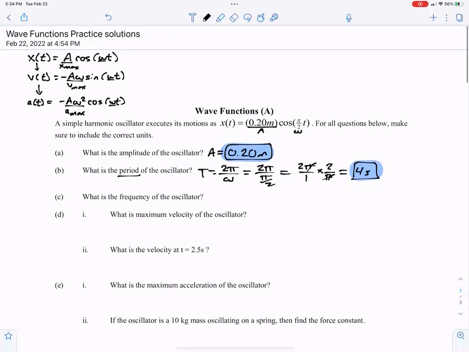Part C, the frequency of oscillation. Well, frequency is just the inverse of the period. So 1 over 4 seconds means it's going to repeat 0.25 cycles per second, or 0.25 hertz.